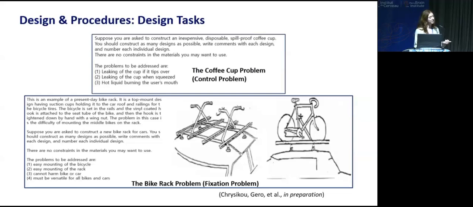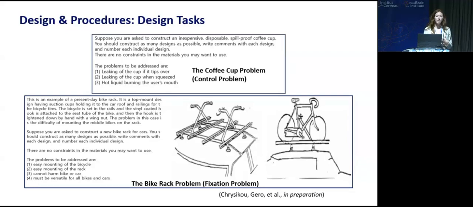So here are the tasks that participants receive. The control task is the coffee cup problem, where they're asked to design a coffee cup. You can see here that they're not given a picture example and not given many details about existing coffee cup designs. They're simply told to address specific problems that can occur with coffee cups, like leaking.